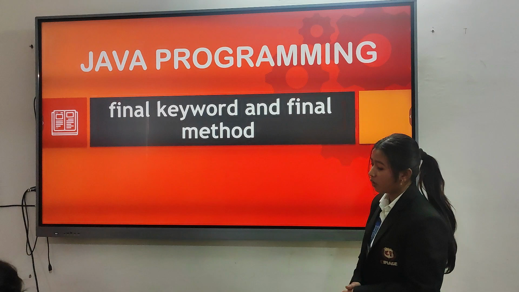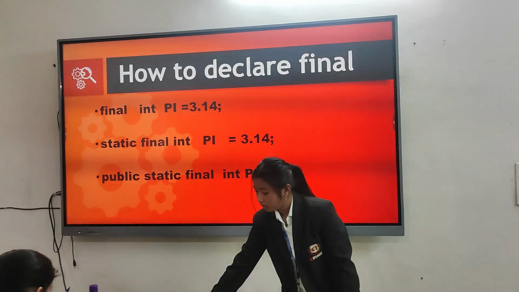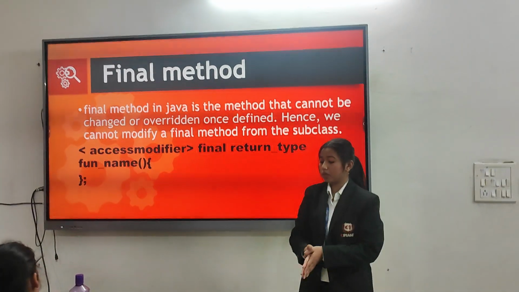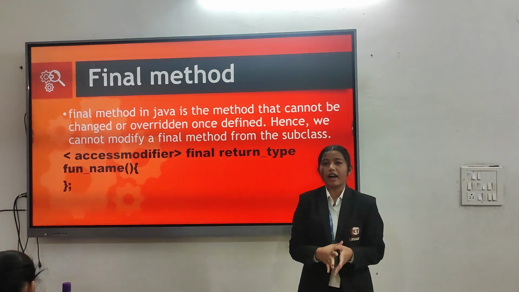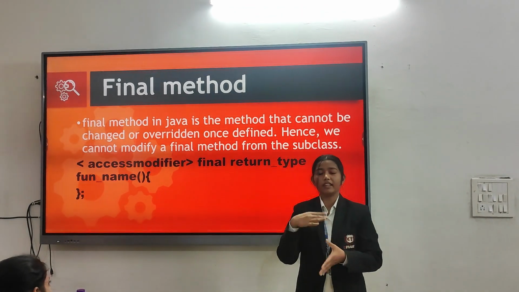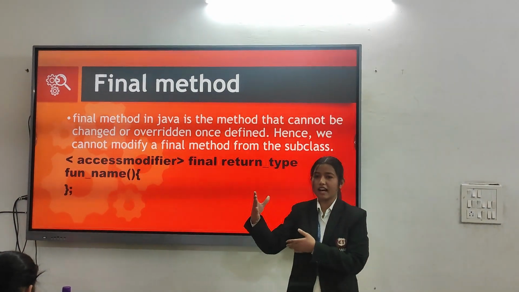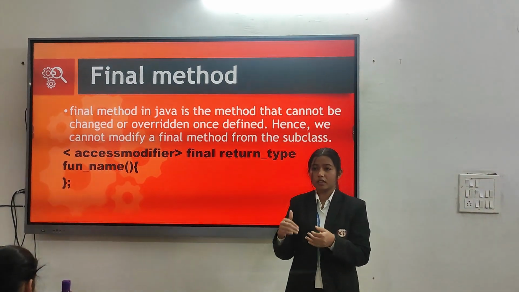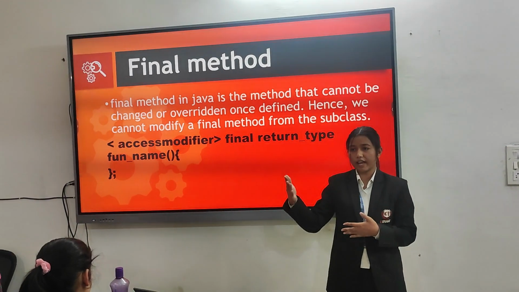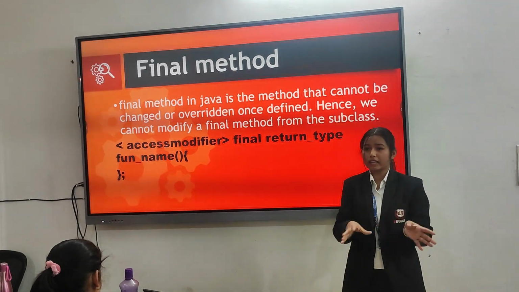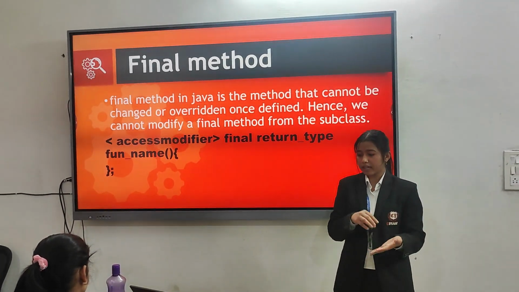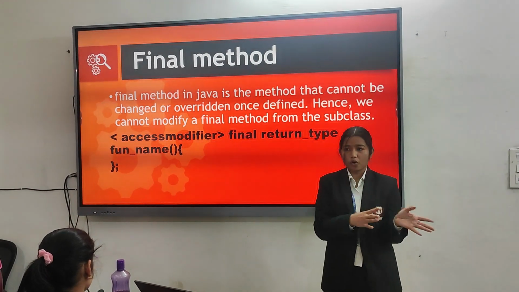Now I am going to tell you how we declare a final method in Java. Basically, a final method is used to prevent overriding. Just we make class A and class B. If you extend class A, we can override the value of the parent class. So to prevent the overriding, we make the method final.